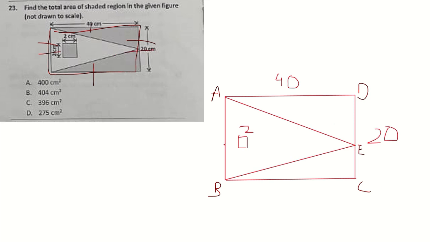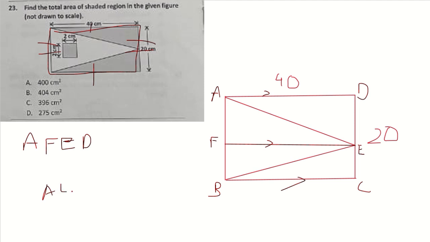So when we draw a line, let's suppose that this square does not exist for now. We'll add it later. Let's suppose that E is joined to AB through a line which is parallel to AD and BC. Then name this point F. Now AFED is a rectangle and AE is its diagonal.